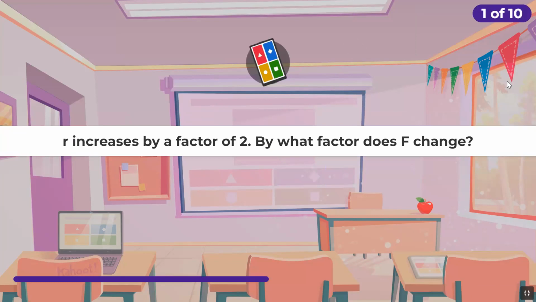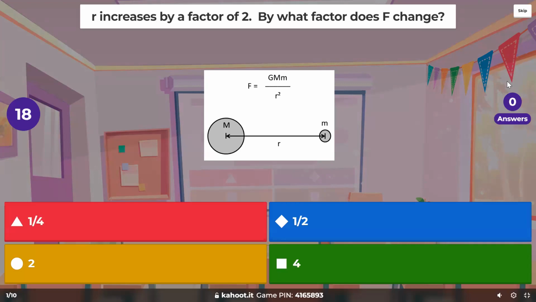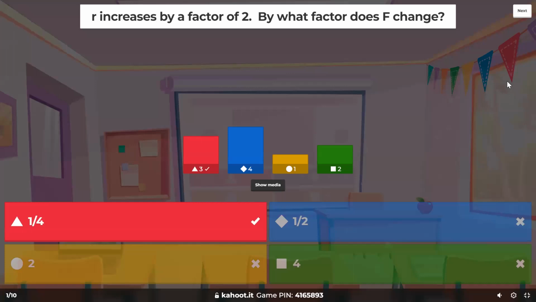What if you double the distance between 2 objects? What happens to the force? I double the distance. Ooh, 3 winners. So you get a quarter of the force. All right, so I definitely need to cover that one in the notes here.